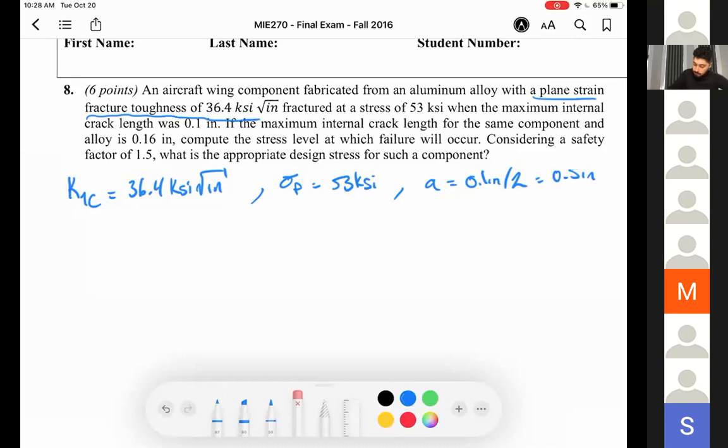0.05, yes. That's what I said in my head. I just didn't write it. Okay, good catch.